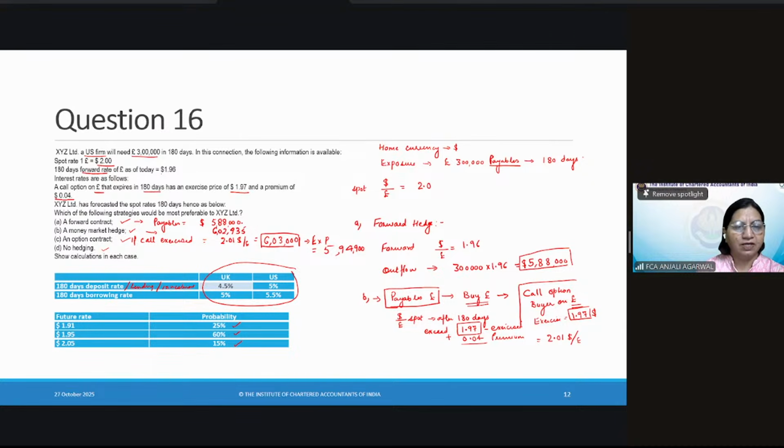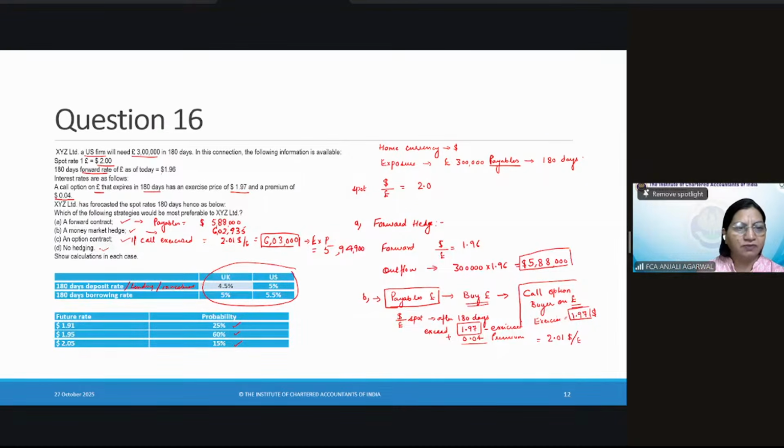So we have got the answer for three scenarios. Forward contract outflow will be 588,000. Money market hedge, the outflow will be 602,935. And in the option contract, as such, the outflow would be 603,000. But when we are calculating the expected value, it is 594,900. So far, we are best under the forward contract.